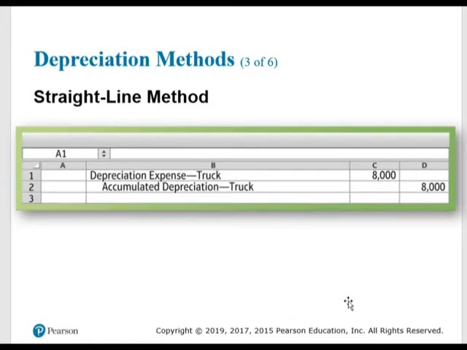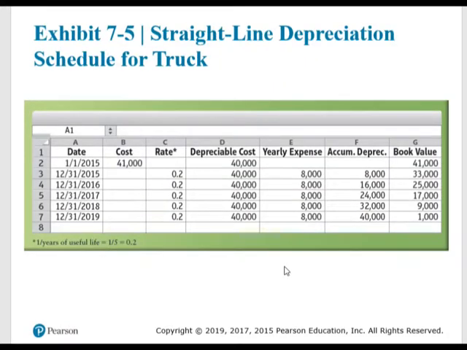The journal entry is a debit to depreciation expense and a credit to accumulated depreciation. Every year, the same amount of depreciation is taken. So each year, the amount of accumulated depreciation increases and the book value of the asset decreases by the same amount.